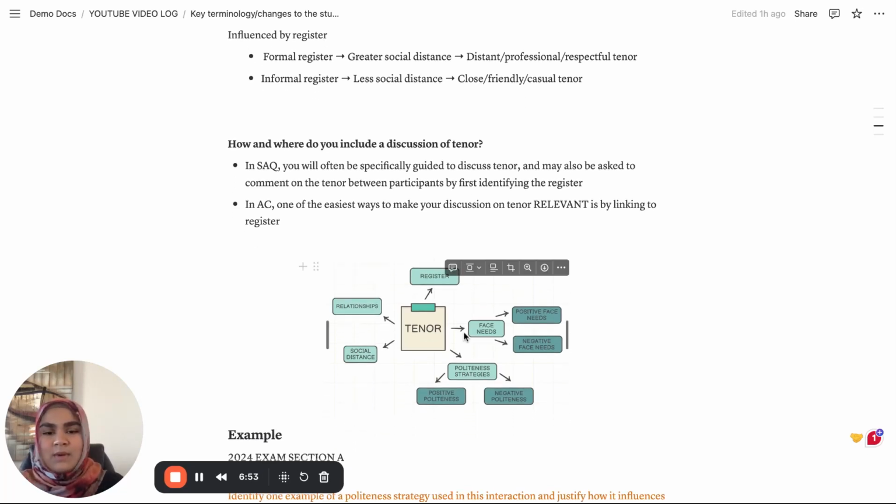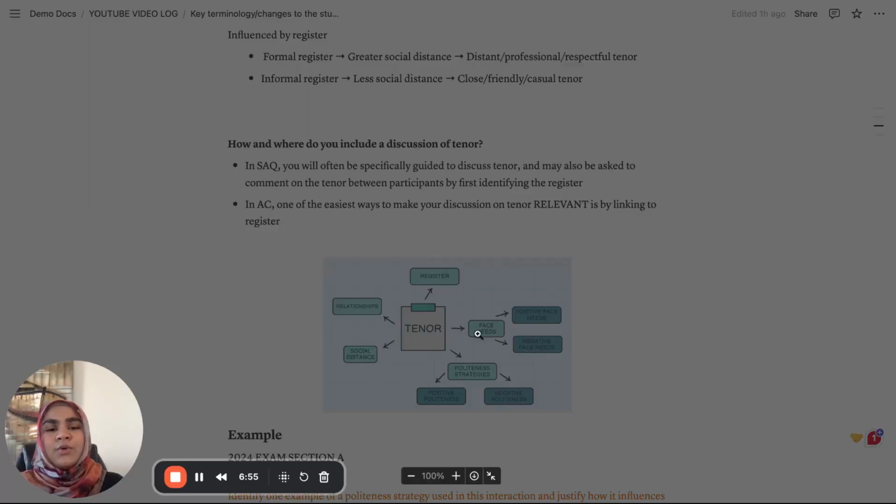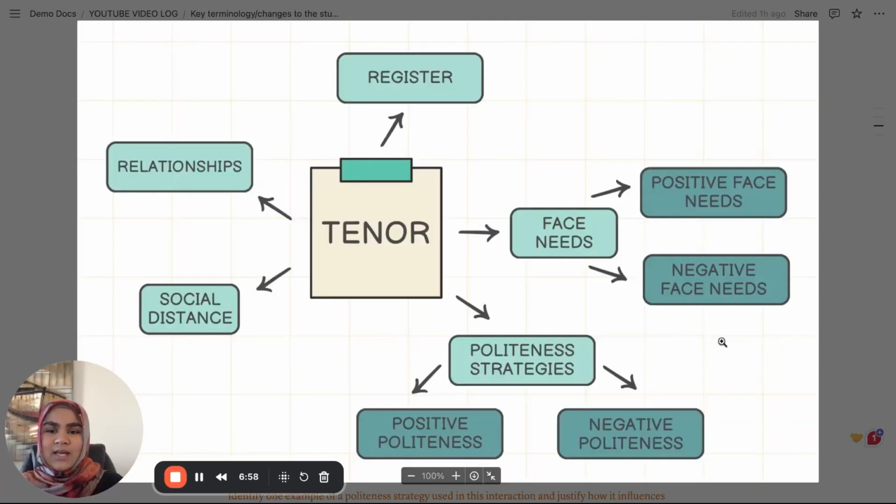So I made a bit of a mind map here for you that might help you visualize how tenor is connected to a range of different things. We have the big five here: social distance, relationships, register, face needs, and politeness strategies. And we've talked here about social distance, relationships, and register already. Face needs and politeness strategies are also two very important things. There was actually a question that we're going to look at later on the exam last year. And if you need any assistance with understanding face needs and politeness strategies, we do have a video on that as well. So have a look if you need some help.